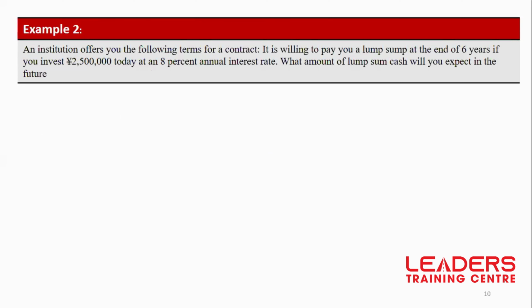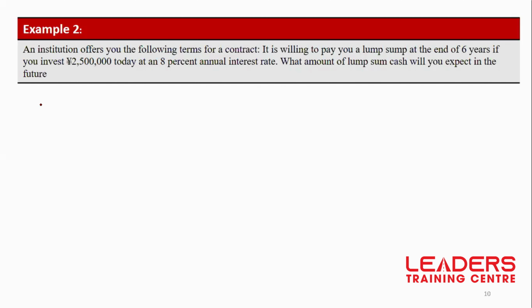This is example 2, where it says an institution offers you the following terms for a contract. It is willing to pay you a lump sum at the end of 6 years if you invest 2.5 million today at 8% annual interest rate. So what amount of lump sum will you expect in the future?